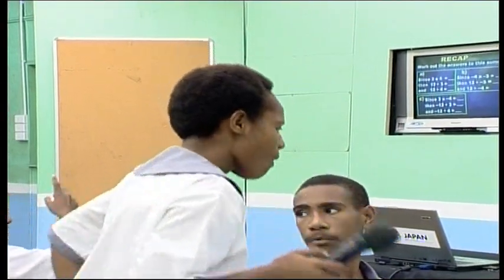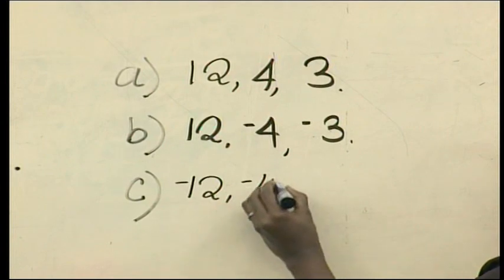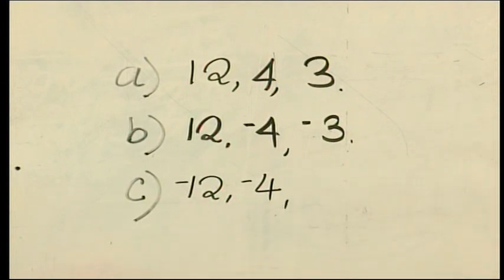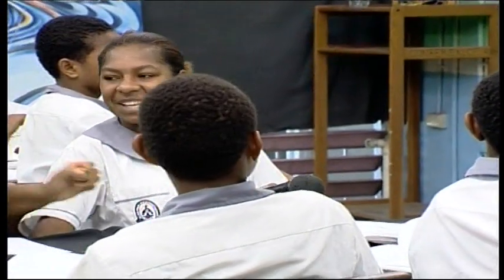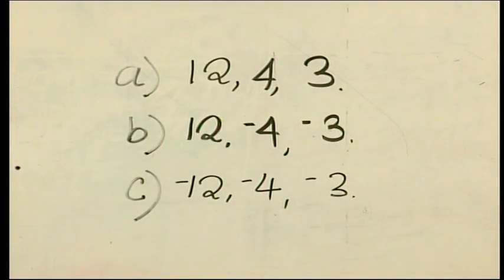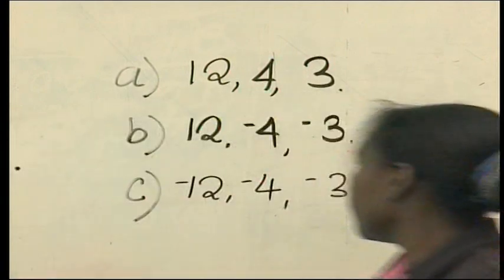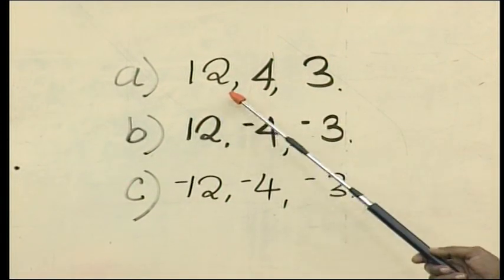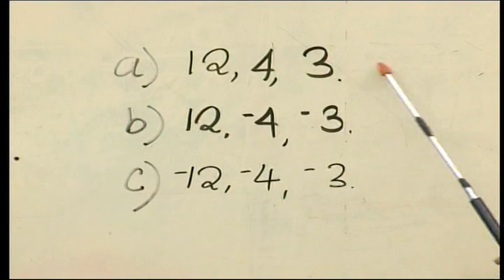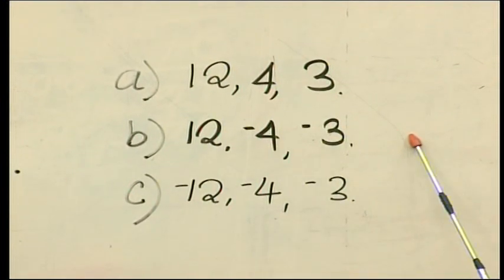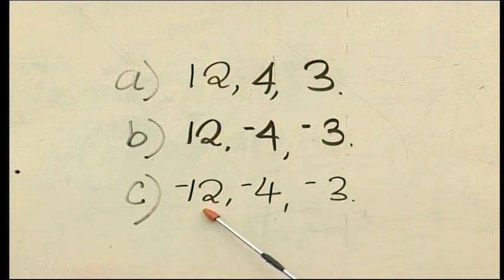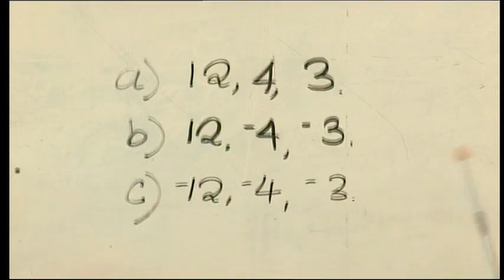-4. -4. Florence, the last one. -3. -3. Okay, these are the answers to your recapping activity. Exercise 1A, 12, 4, 3. B, 12, -4, -3. C, -12, -4, -3.